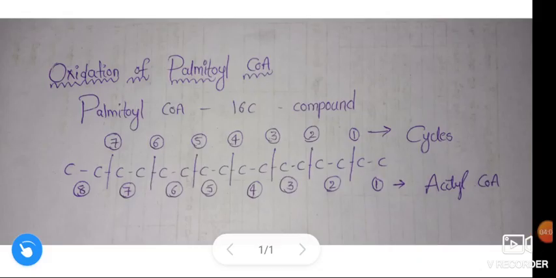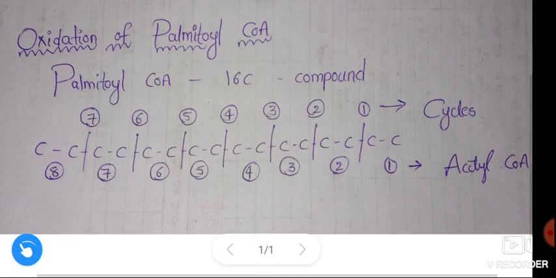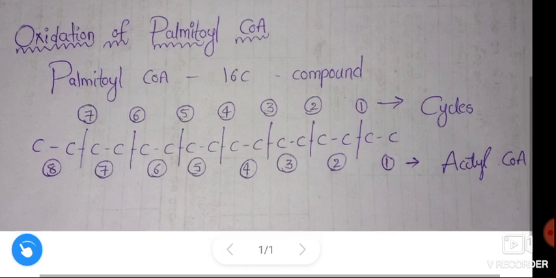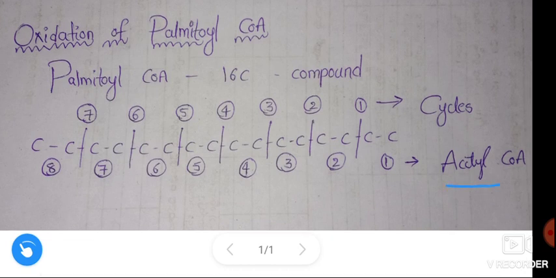See here, oxidation of palmitoyl-CoA. The palmitoyl-CoA contains 16 carbons, it is a 16 carbon compound. After the complete oxidation of palmitoyl-CoA, 8 acetyl-CoA are formed, and this process requires a total of 7 cycles of beta oxidation.